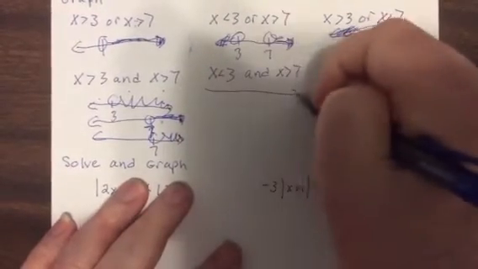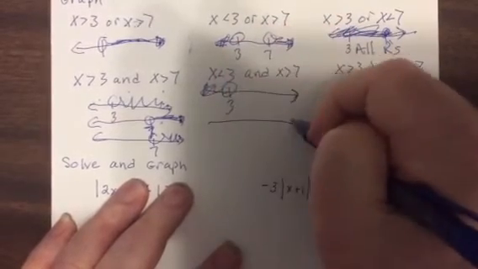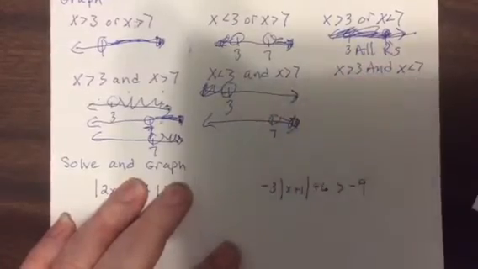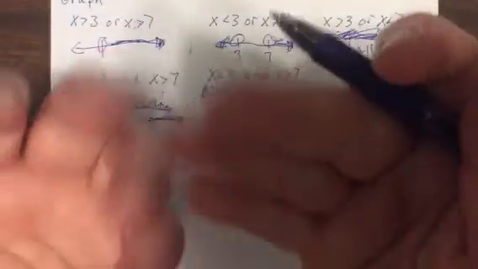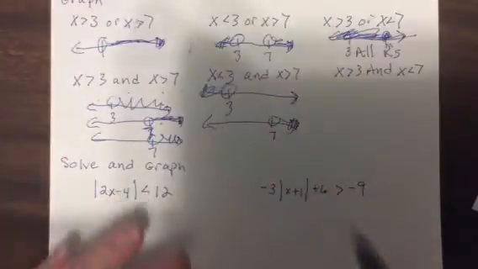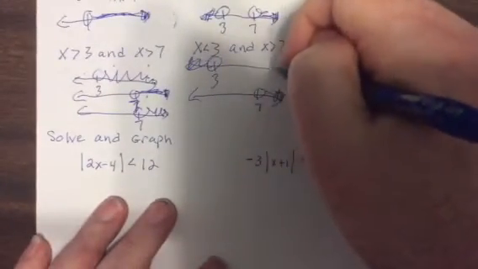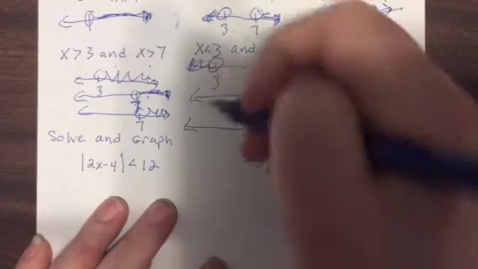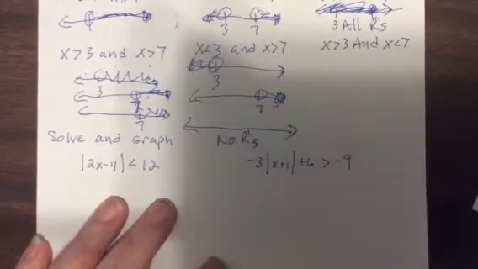Now this one, here's less than 3, here's greater than 7. So what's true for both? Where do I see shading on both, on top of each other? No, there's nothing, there's no shading here, there's no shading here, so there's nothing that causes both to be true, so it's no reals, no shading.